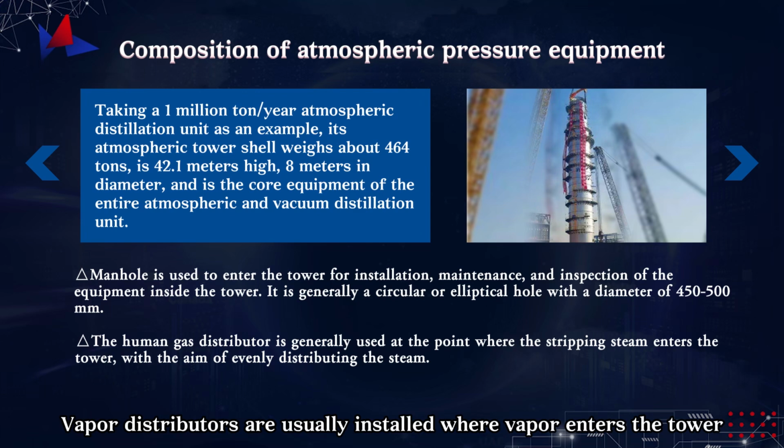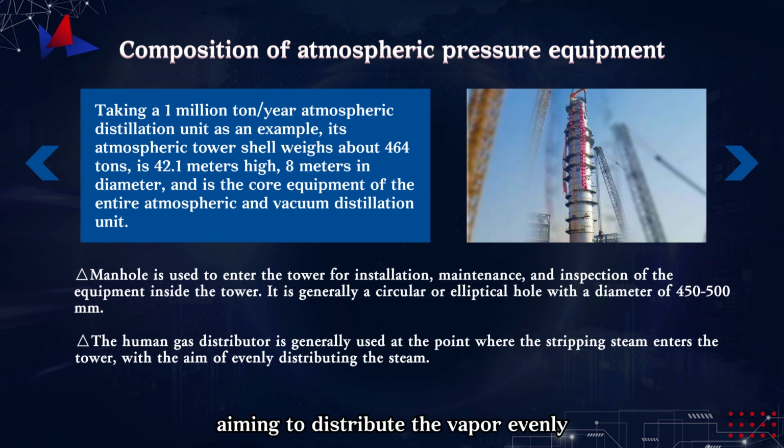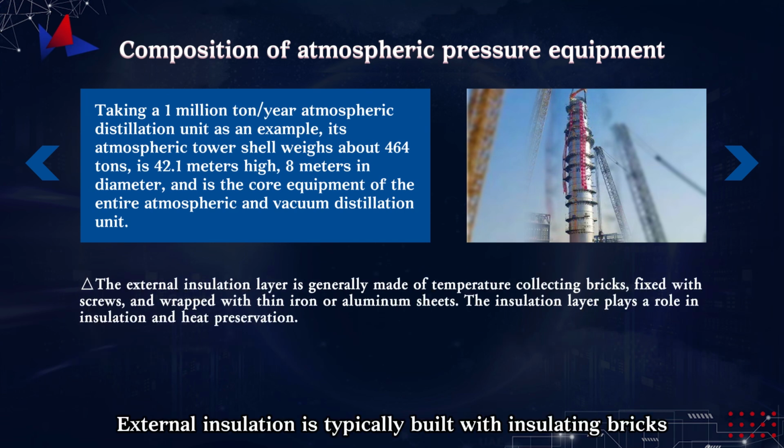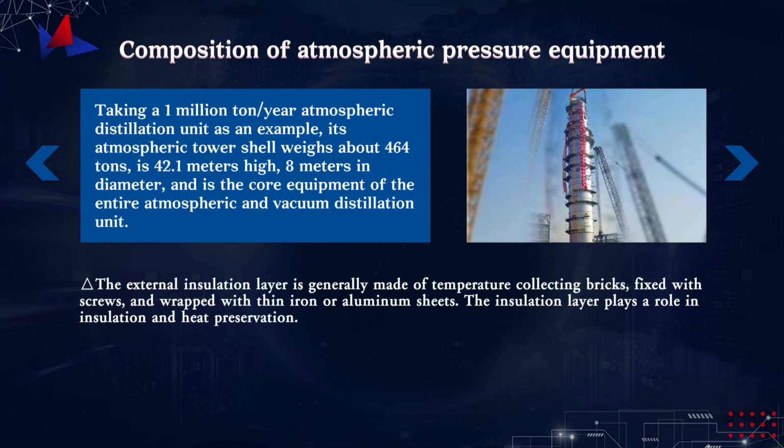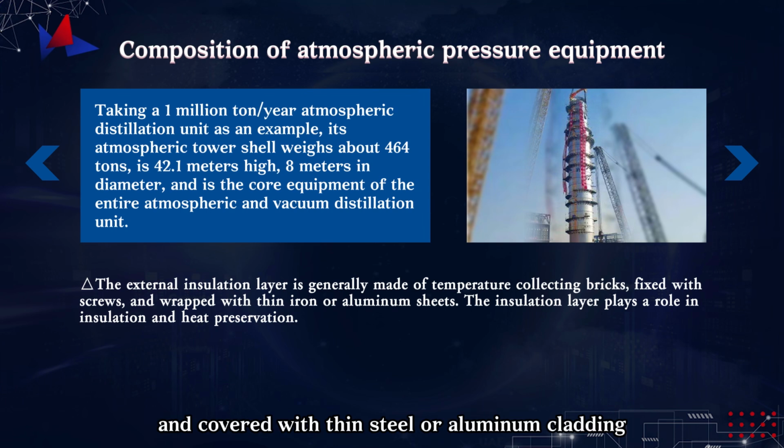Vapor distributors are usually installed where vapor enters the tower, aiming to distribute the vapor evenly. External insulation is typically built with insulating bricks, fixed with screws, and covered with thin steel or aluminum cladding. The insulation layer provides thermal insulation.